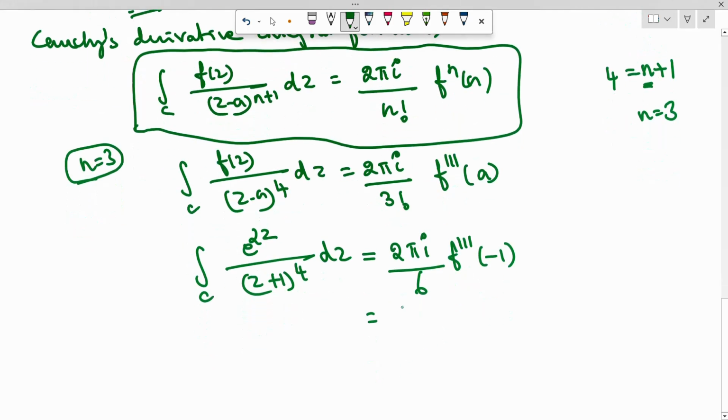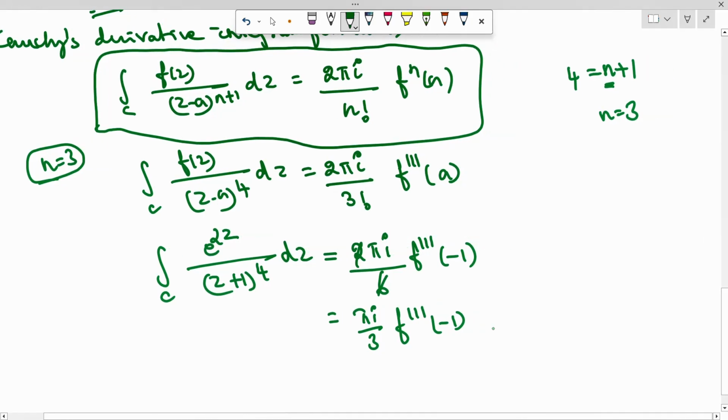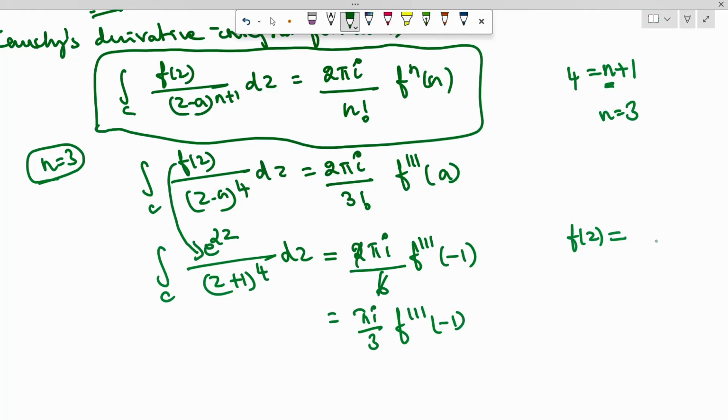Now we are going to calculate the value of f triple dash of minus 1. This becomes pi i by 3 into f triple dash of minus 1. Now we need to calculate the f triple dash of minus 1 value. From the given f of z, we can easily calculate. What is our given f of z? f of z is nothing but our given numerator term. Compare with the formula, e to the power 2z.